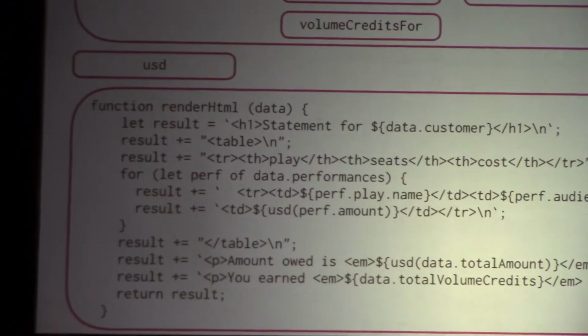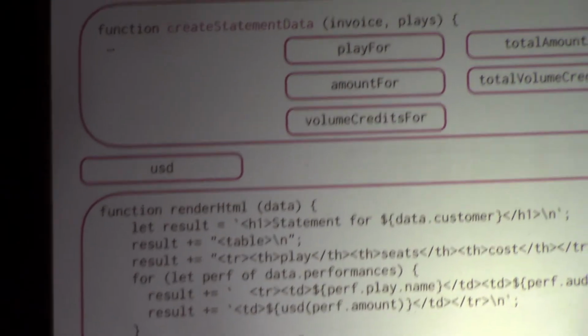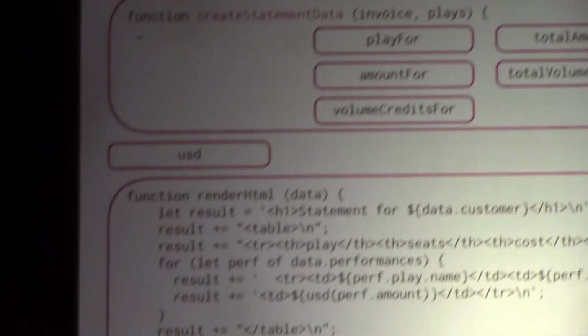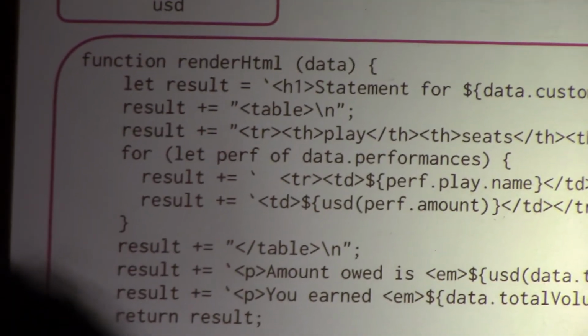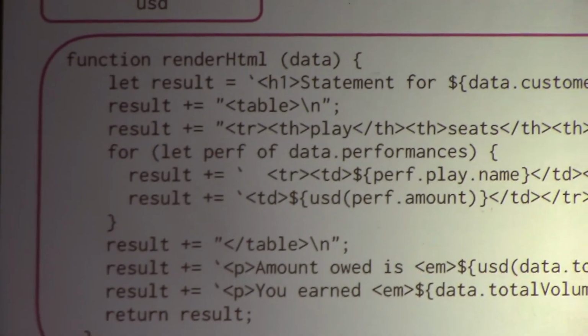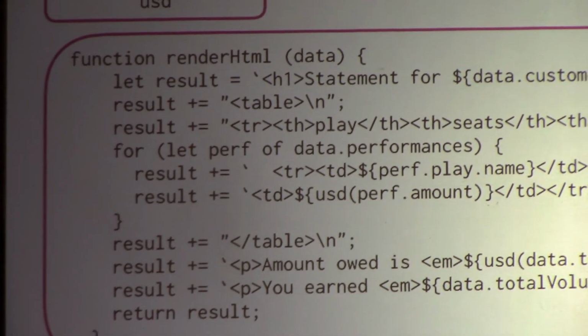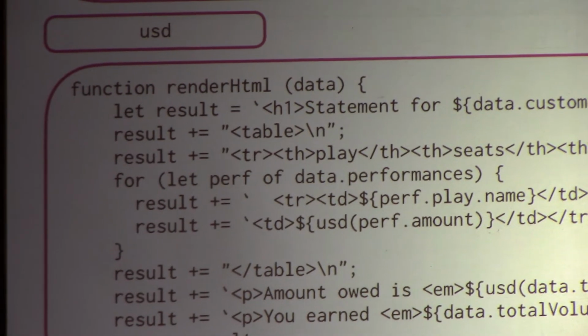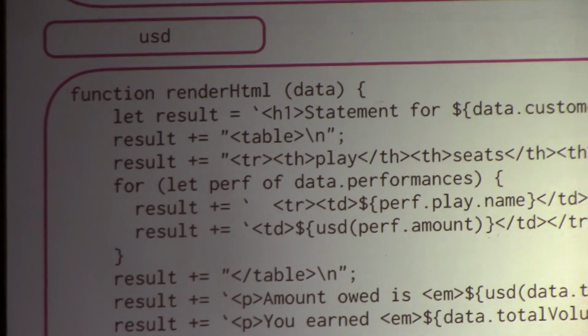Once I've done that, creating the HTML version is pretty straightforward. All I have to do is create a new render HTML method. I pass the same statement data into it using the same code, and it's easy to do. And in fact, if I wanted other output formats, I would just easily create those on top of it.